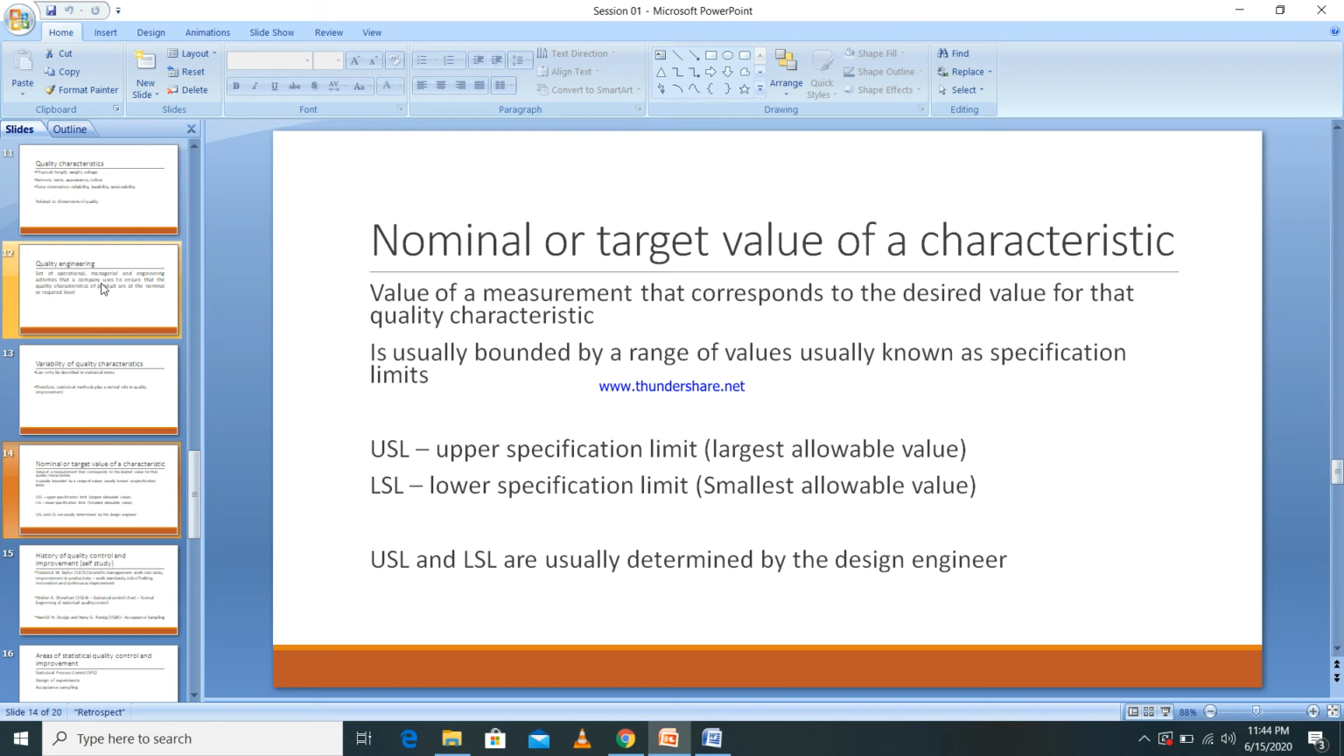So this optimum value is known as the nominal value or the target value, and the higher and lower values within which it can vary are known as specification limits. That is, the upper specification limit is the upper value and the lower specification limit is the lower value, right? So this upper specification limit and the lower specification limit are usually determined by the design engineer when your product is being designed.